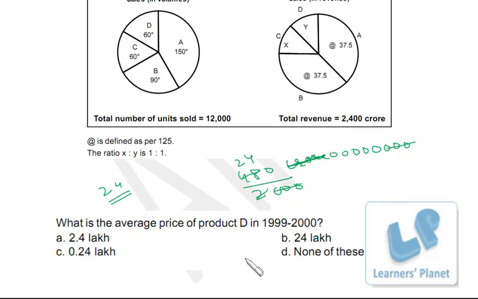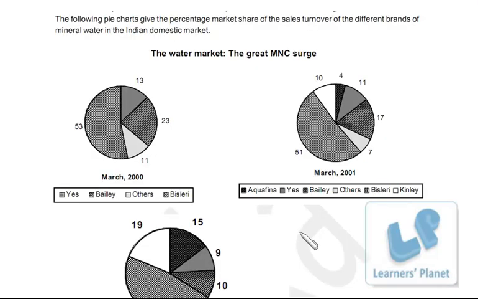So it is 24 lakh. 24. Right? So the questions were simple. I hope you are clear. Now we have next set of questions.